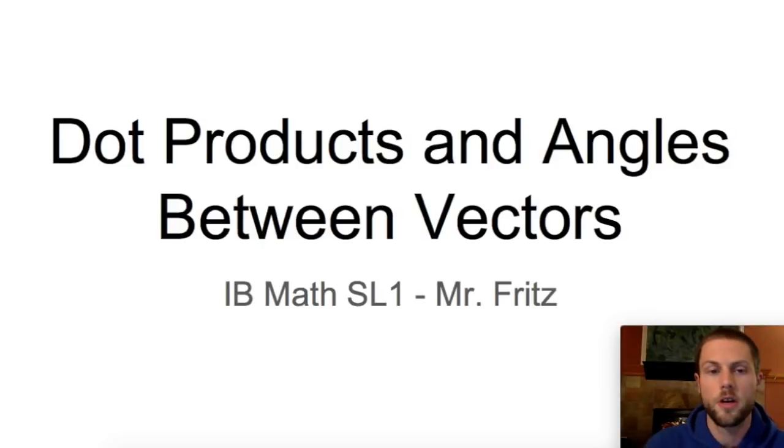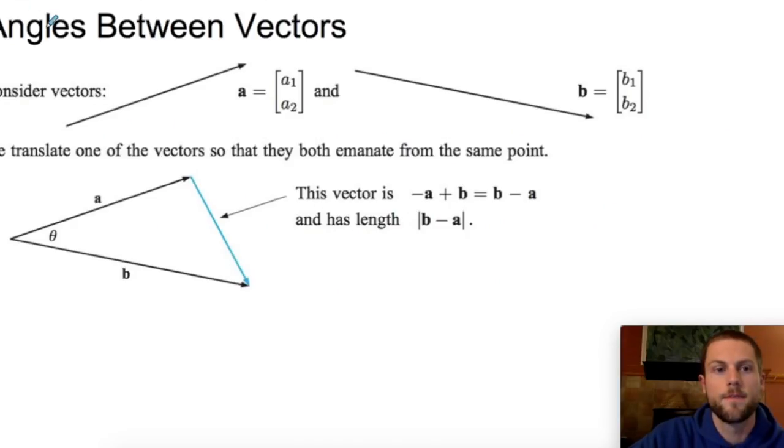In this video we're going to talk about dot products and angles between vectors. Let's dive right into this. First off, we want to talk about the angle between vectors. For example, I have a vector A, I have a vector B, and I'm curious about the angle formed between them. We're going to follow this process that we're going to talk about right now.